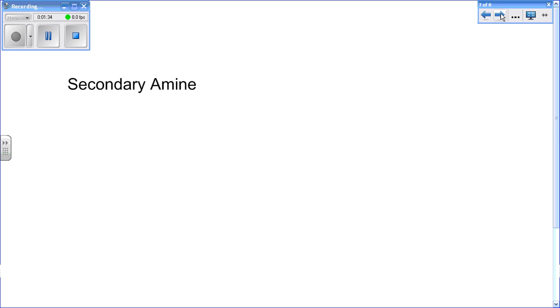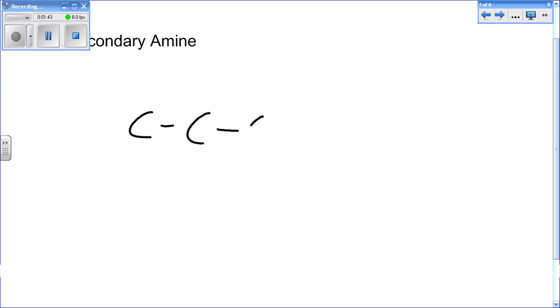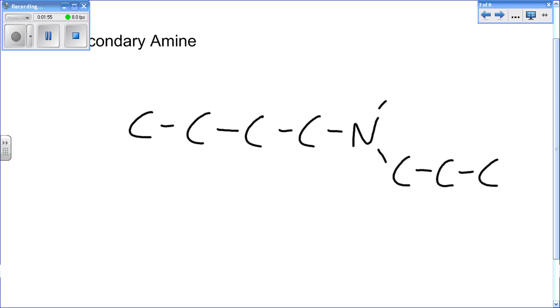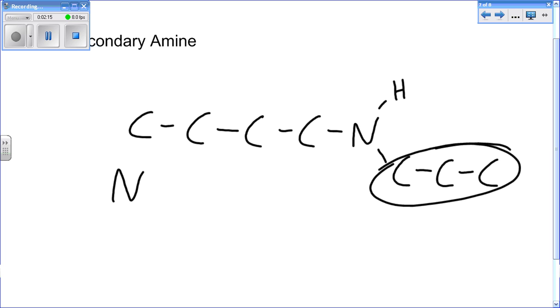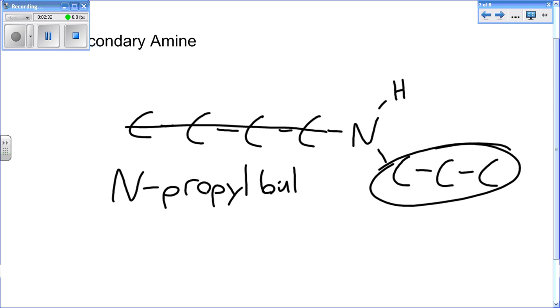Now, for a secondary amine, it's a little bit different. For example, you have a molecule that would look like this. It's obviously secondary because the nitrogen is attached to two carbons as opposed to one. The way you name this is you look at the smallest of the chains, in this case this one, and you put N and then the smallest chain, which in this case is propyl, and then you name the largest chain, which is that one, with the amine ending. So in this case, butanamine.